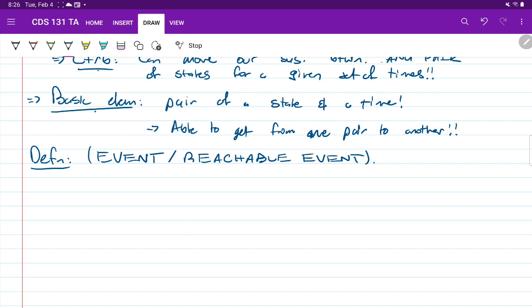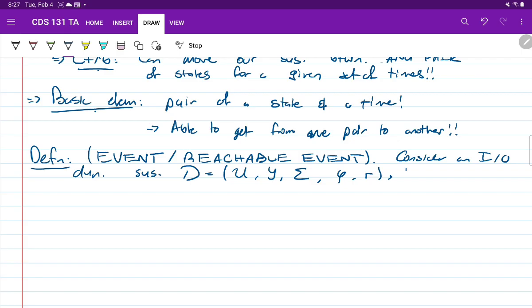Consider an I/O dynamical system. This is one of our abstract systems that we talked about all the way in lecture 1. You might remember this is a system D, which is composed of an input signal space, an output signal space, a state transition map, which tells us our dynamics, and then a readout map, which tells us how we make measurements. I'm also going to say that this system has a time set t. Remember, t is some subset of the reals that satisfies some nice conditions for us.